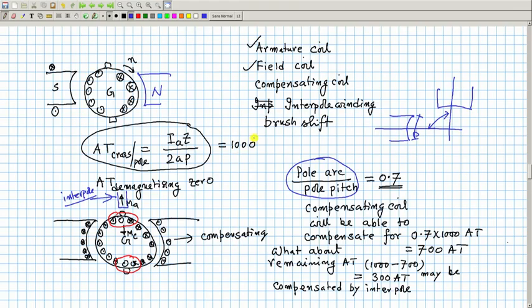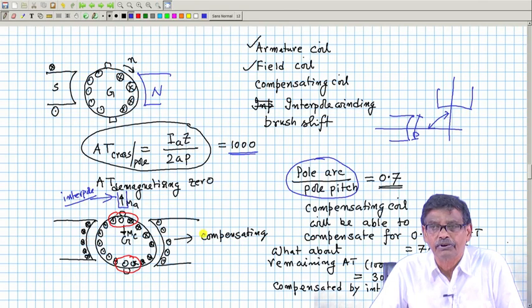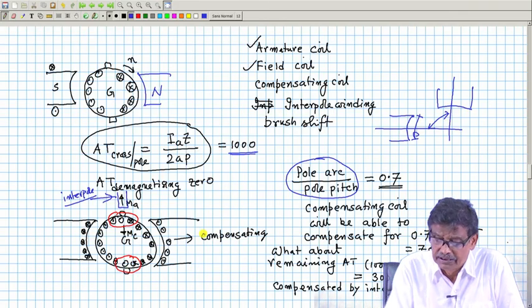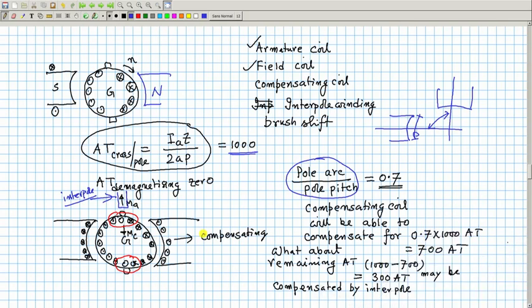Suppose this number becomes 1000, then 70% of that, whatever number it comes. And the remaining 30%, what should I do? If you want to make very good DC machines, so that there will be no deformation of the armature field at all, then also compensate for this by using another interpole coil. Okay, this is one aspect. The second aspect is, I think you have understood.